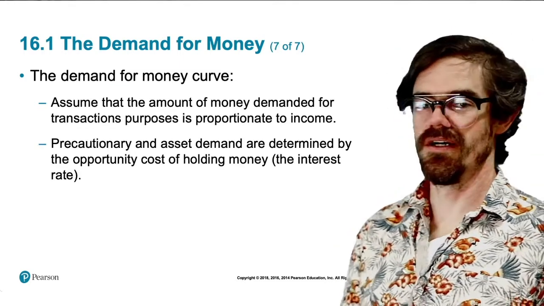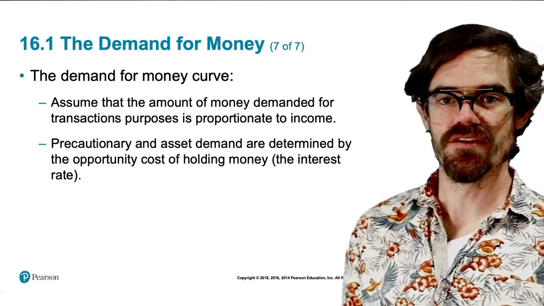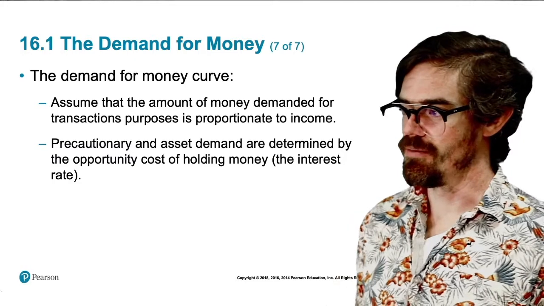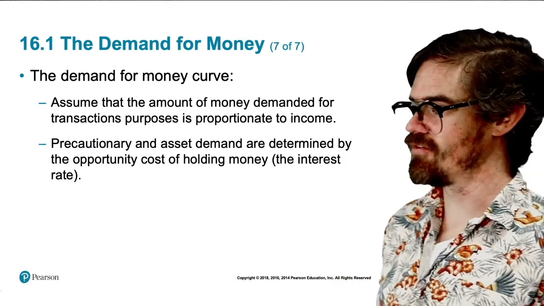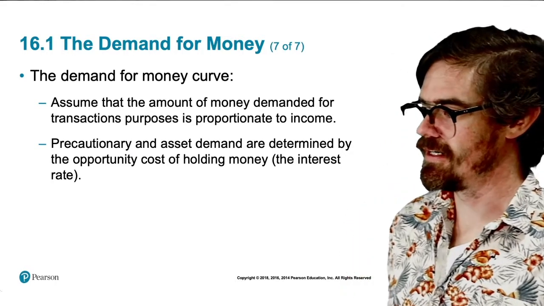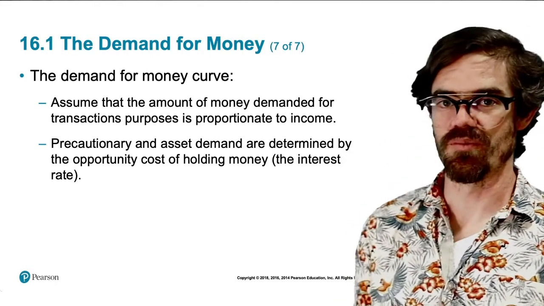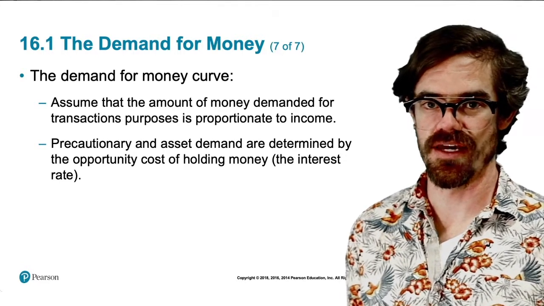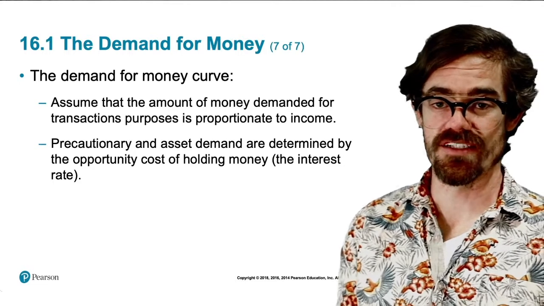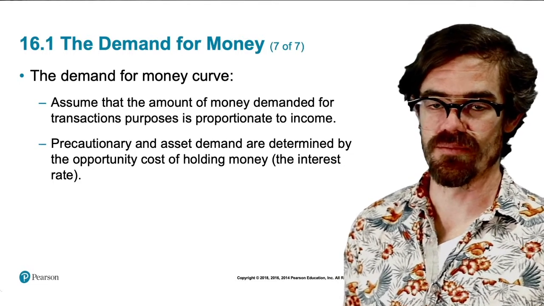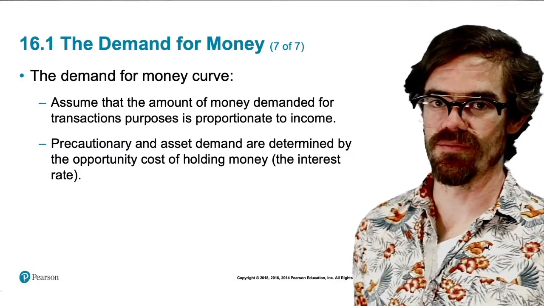All right, so now that we understand what underlies the demand for money, we can talk about the demand curve for money. So assume that the amount of money demanded for transactions purposes is proportionate to income. As incomes go up, the transactions demand for money also goes up, and vice versa. When incomes go down, transactions demand for money goes down.